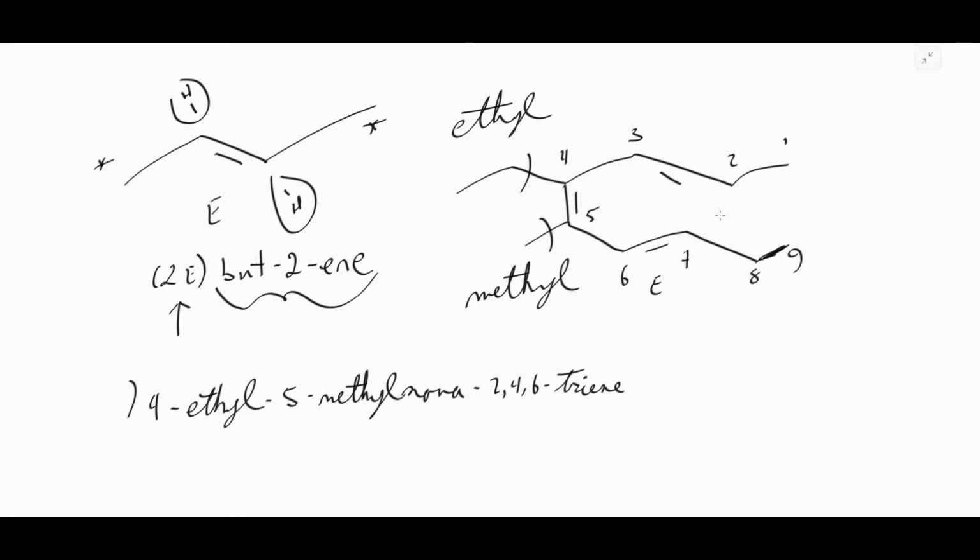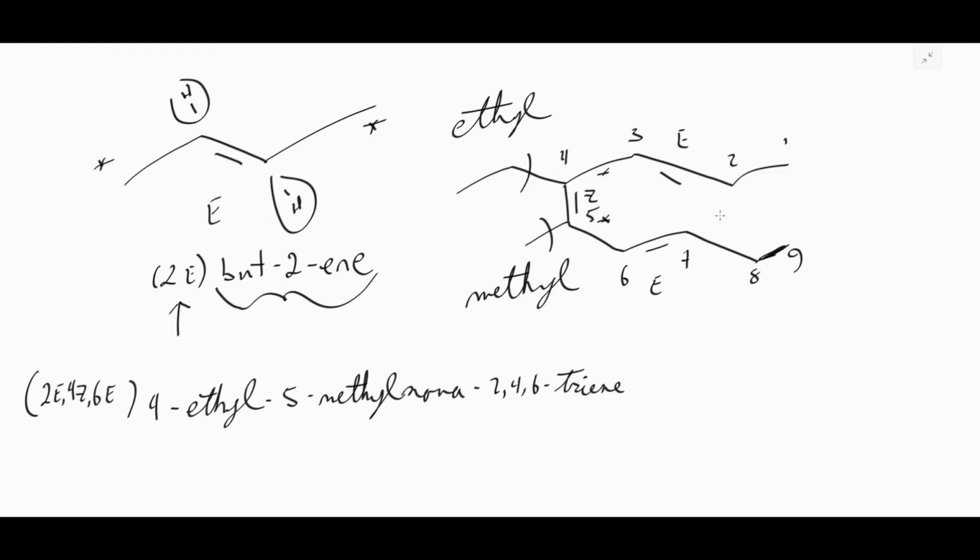This one, 5, is a little bit more complicated. Same side. So this is Z. And this one is also E. So that's going to be 2E, 4Z, 6E. So that's how you would name that one. Just all the double bonds go out front.